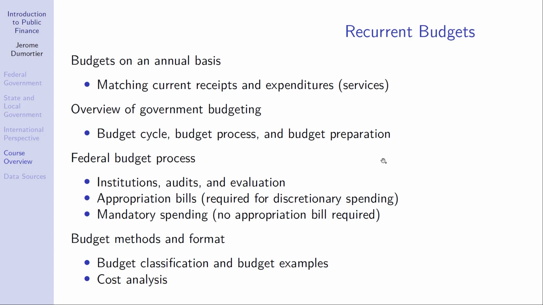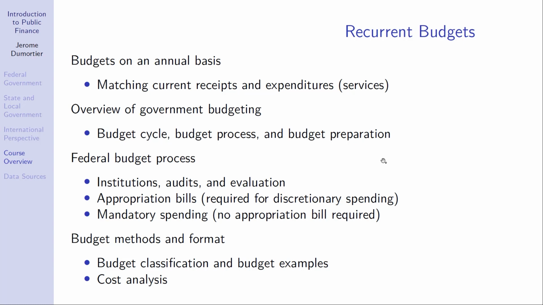I mentioned before that there is a difference between mandatory spending and discretionary spending. There we are going to have a look at appropriation bills that are required for discretionary spending. Mandatory spending does not require appropriation bills. We are also going to look at budget methods and formats in this section.